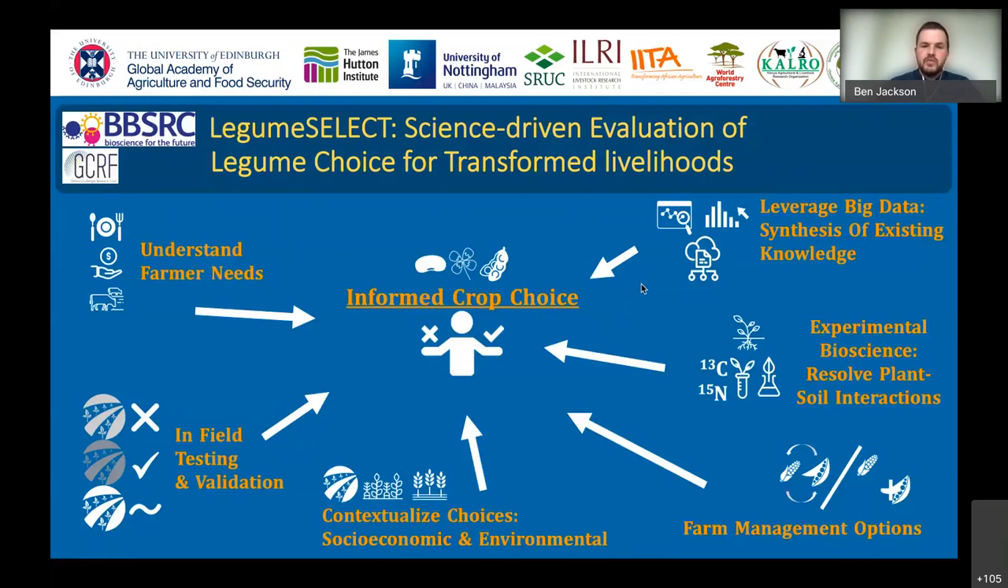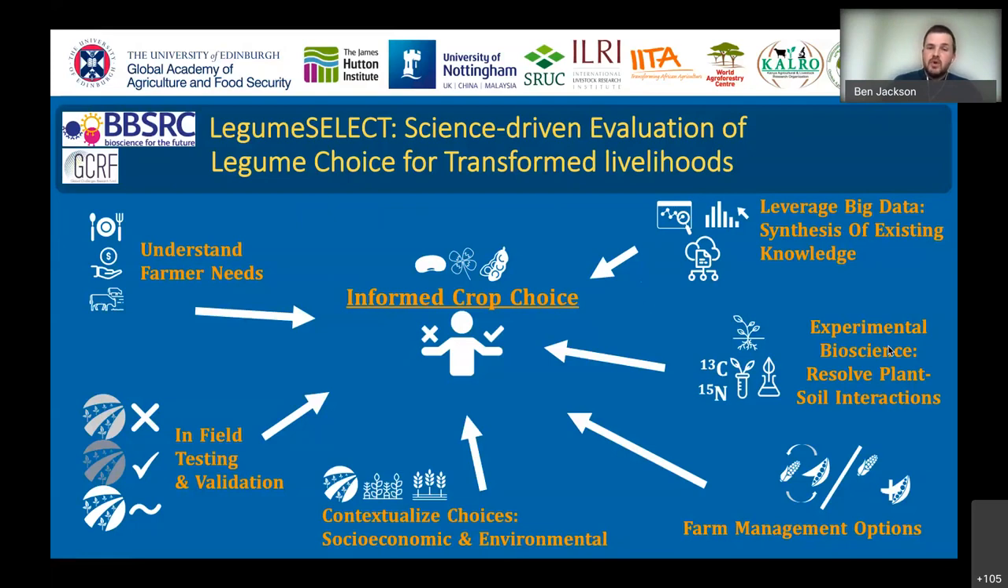And the project is really multidisciplinary in its approach, ranging from participatory methods to understand farmers' needs through to trying to use big data and the ROMUS, Rural Household Multiple Indicator Survey, to get an idea of how people are using legumes and for what, and what impacts those legumes may be having on crop yields and household sustainability, as well as using various levels of bioscience and field testing.